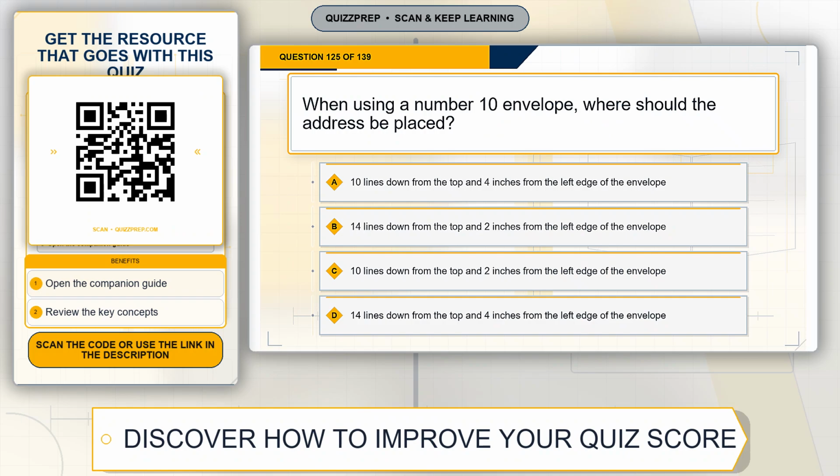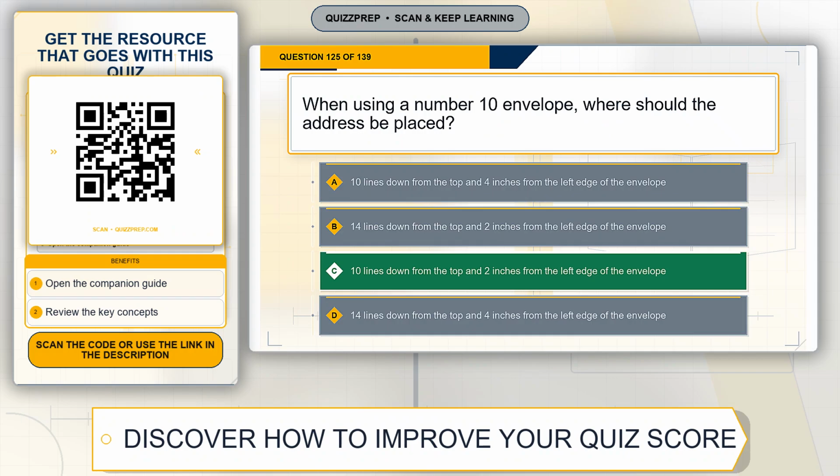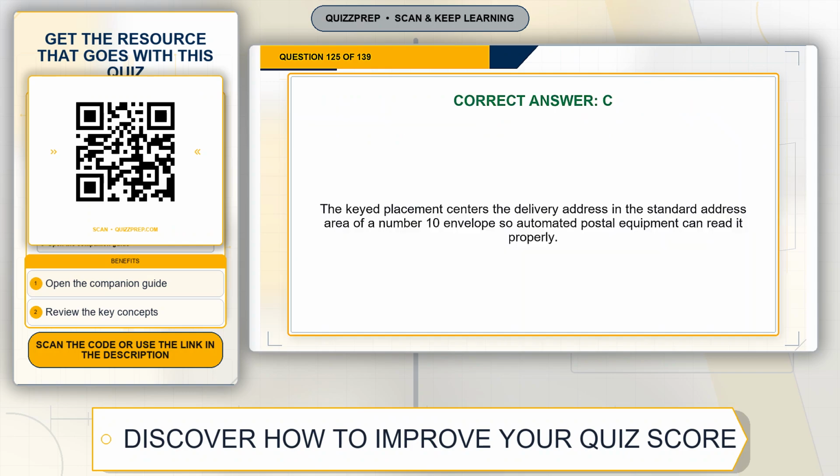Question 125. When using a number 10 envelope, where should the address be placed? Option A, 10 lines down from the top and 4 inches from the left edge of the envelope. Option B, 14 lines down from the top and 2 inches from the left edge of the envelope. Option C, 10 lines down from the top and 2 inches from the left edge of the envelope. Option D, 14 lines down from the top and 4 inches from the left edge of the envelope. The correct answer is option C. Explanation. The keyed placement centers the delivery address in the standard address area of a number 10 envelope so automated postal equipment can read it properly.